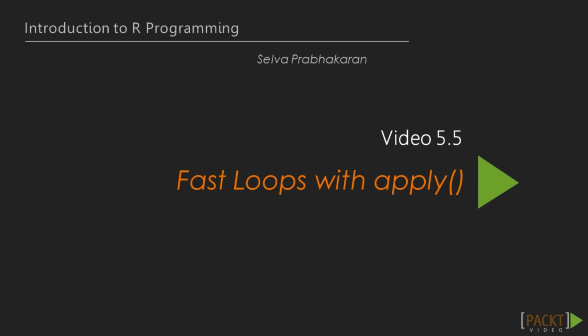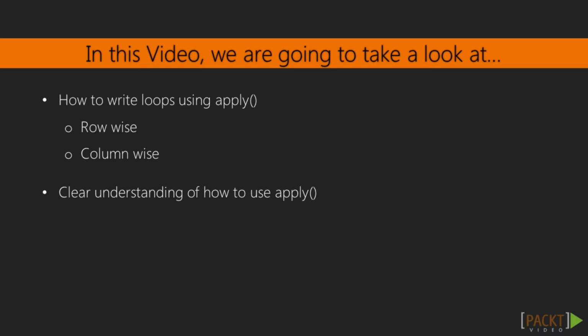Welcome back. The last video helped us handle errors and debug our code. This will be helpful in our current video. Like for loops, you can write loops using the apply family of functions as well, which are so much faster. In this video, we will learn writing loops using the apply function that iterates row-wise and column-wise. Then, we will move on to gain a clear understanding of how to write any logic using the apply function.